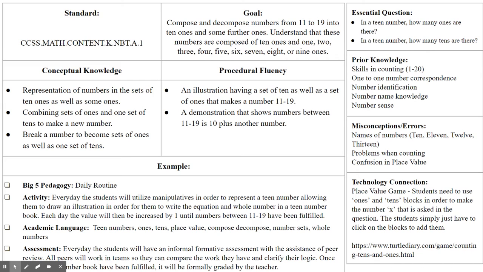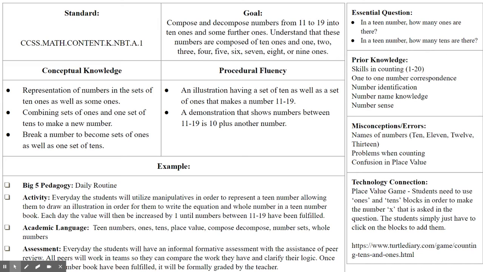Common misconceptions for this standard often include confusion with the names of numbers, difficulty with counting, and confusion with place value. An example of this standard can be done daily. The students can utilize manipulatives to represent a teen number, thereby allowing them to draw an illustration in order for them to write the equation and whole number in a teen book. Each day, the value will increase by 1, so 11 through 19 would all be represented on a different day.